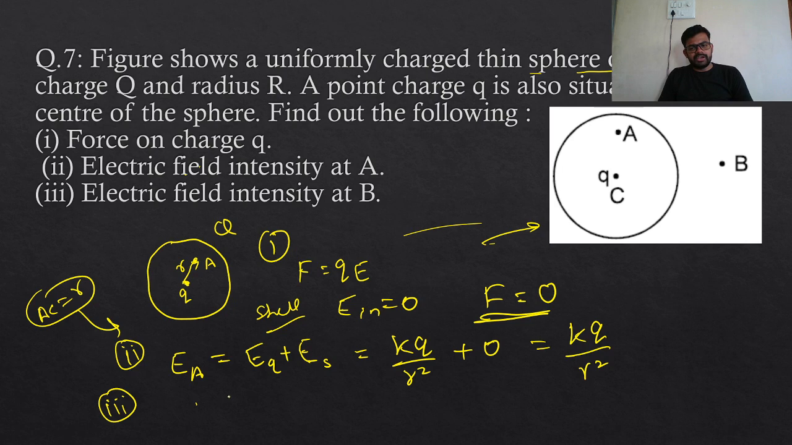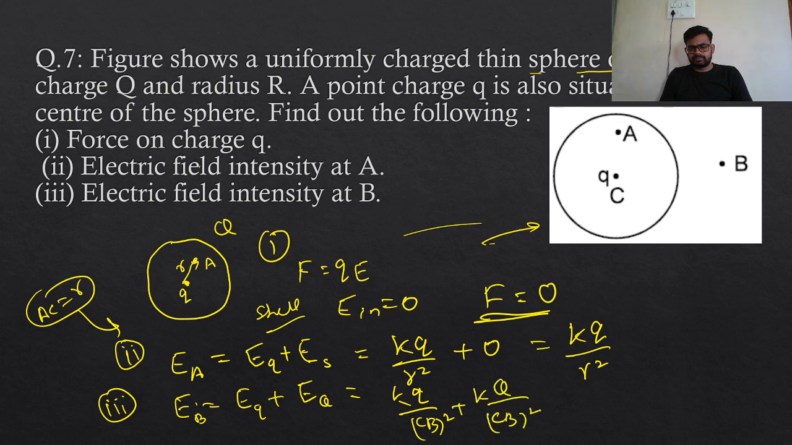Next, third question. Electric field intensity at point B. Point B is outside, so I will write E due to Q and E due to the sphere. The sphere will act as a point charge, whose formula we already studied. So it is kQ upon CB square, plus kq upon CB square.